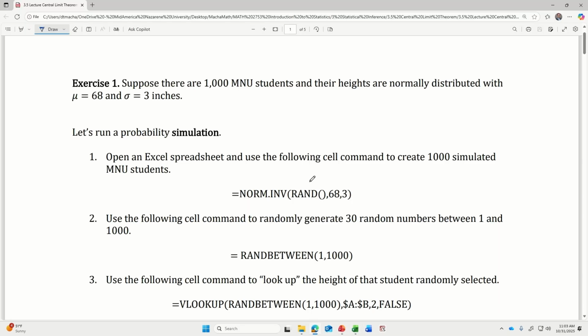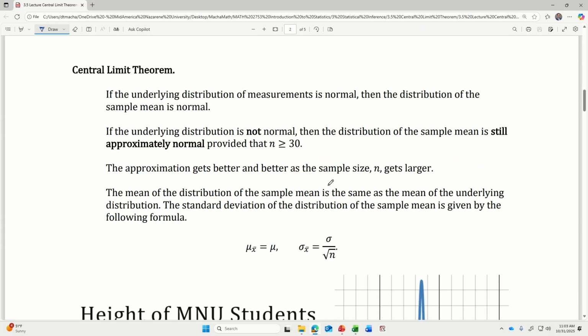So this is the big idea for today. This is what we call the central limit theorem. If the underlying distribution of measurements is a normal distribution, then the distribution of the sample mean will be a normal distribution.